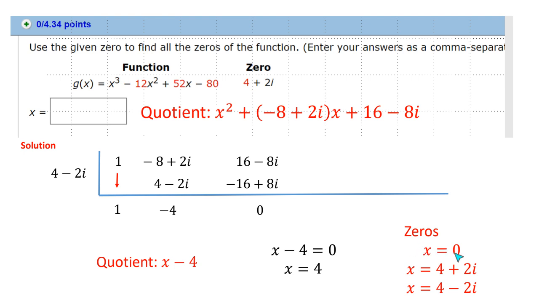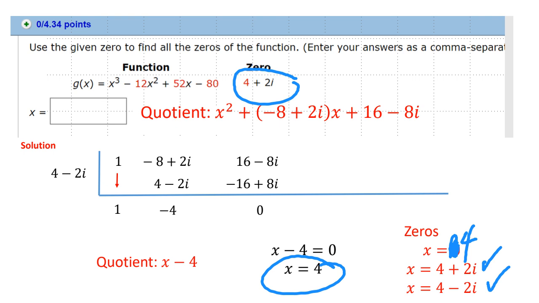So all the zeros are x equals 0. Actually, it should be x equals 4, right? So this should be a 4. Let me erase that. So this should be x equals 4 from this number. And then you have your complex number that was given, and then your conjugate. The degree is 3, so you should have 3 zeros, which we do. So that is how to find the rest of the zeros given an imaginary solution.